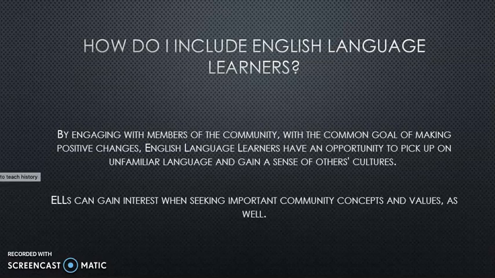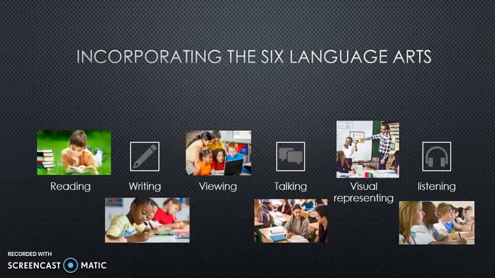How do I include English language learners? This can be hard because in a lot of ways it can be difficult for ELLs to take part in the classroom. Therefore, by engaging with members of the community, these students are working towards a common goal while also picking up on unfamiliar language and gaining a sense of others' cultures. This can also create a feeling of a safe environment because students now feel like they are more a part of their community and they're not outcasts.